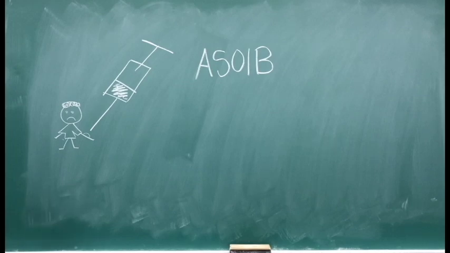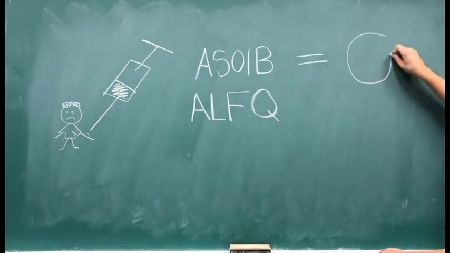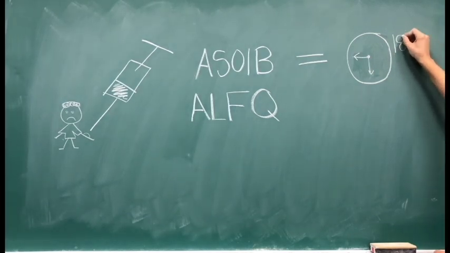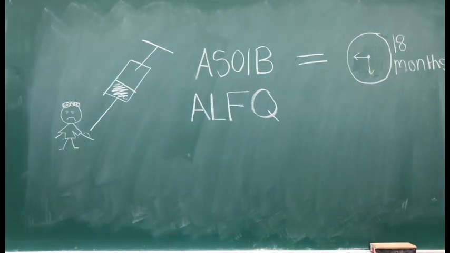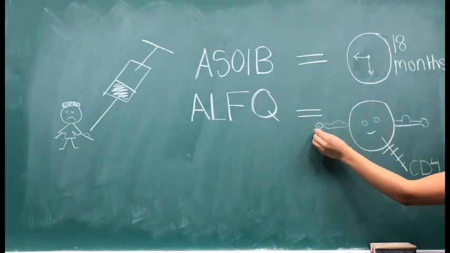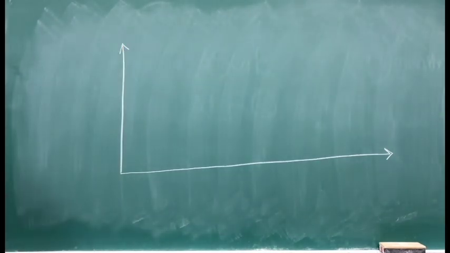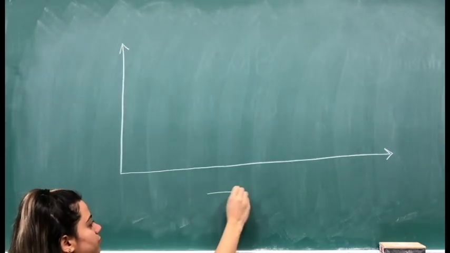Two adjuvants, ASO1B and ALFQ, will also be injected with the vaccine to enhance immune responses. They provide long-lasting immune responses for up to 18 months and enhance helper T cell responses, respectively. In order to induce an immune response, inflammation will also be induced by the addition of cytokines.